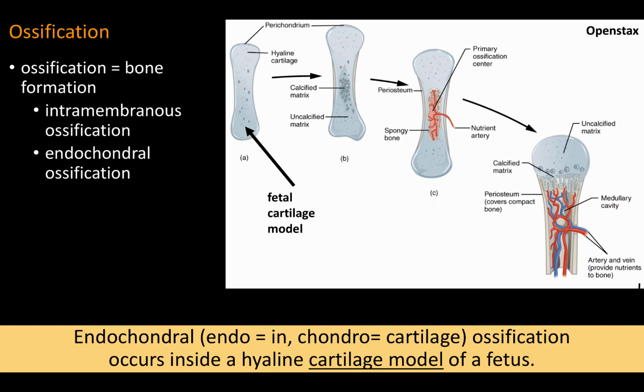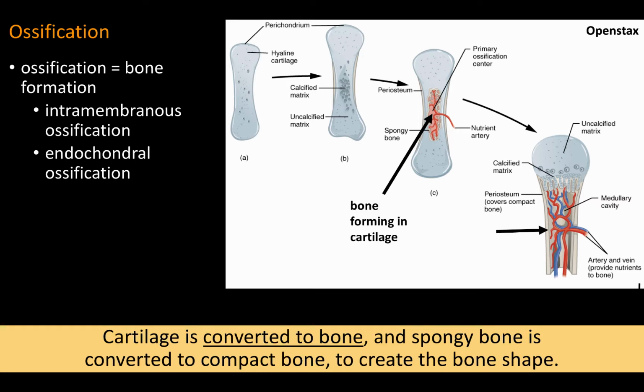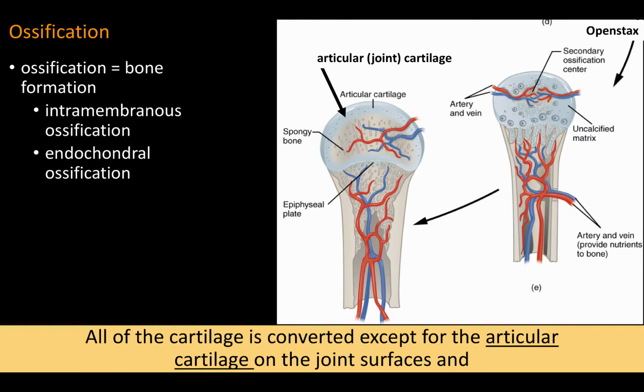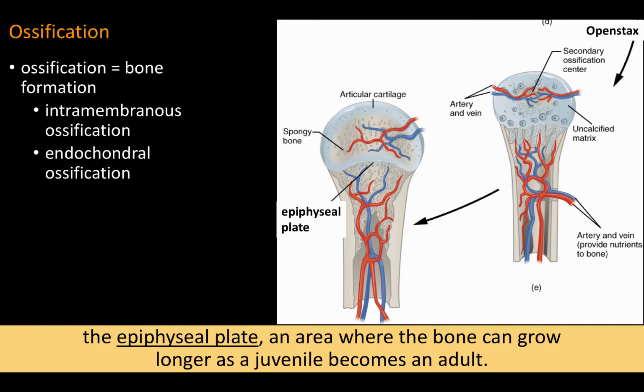Endochondral, endo equals in, chondro equals cartilage, ossification occurs inside a hyaline cartilage model of a fetus. Cartilage is converted to bone, and spongy bone is converted to compact bone to create the bone shape. All of the cartilage is converted except for the articular cartilage on the joint surfaces and the epiphyseal plate, an area where the bone can grow longer as a juvenile becomes an adult.